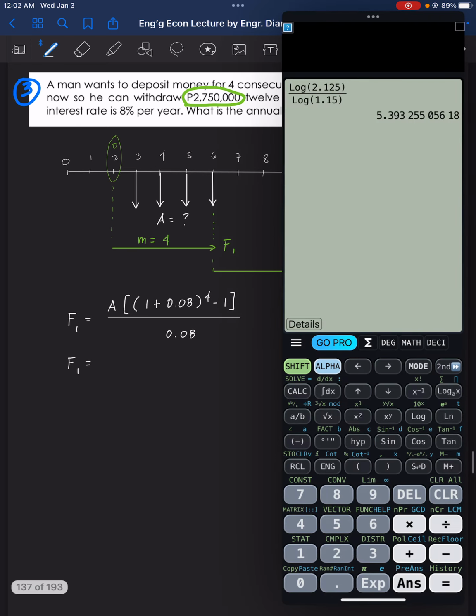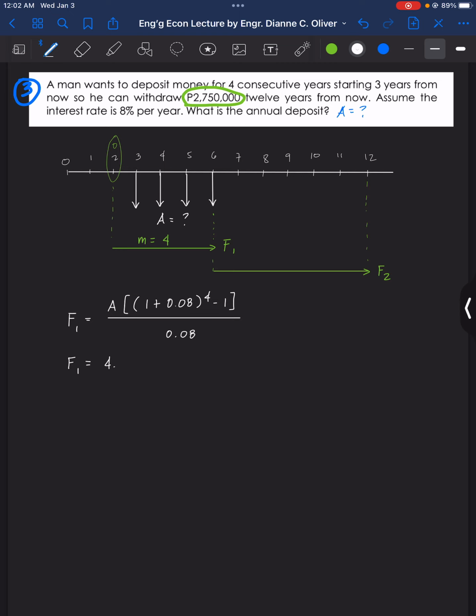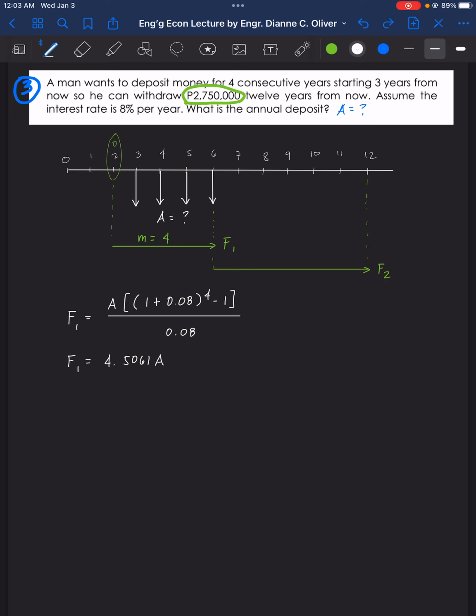So this is F1. Minus 1 over 0.08. So this is 4.50618. So using this information for F1, we will now use the compound interest for here. And for how many number of years? How many number of years starting from 6 up to 12? So that will be 6 years. This is the year 0. 1, 2, 3, 4, 5, 6. So there are 6 years up to F2.